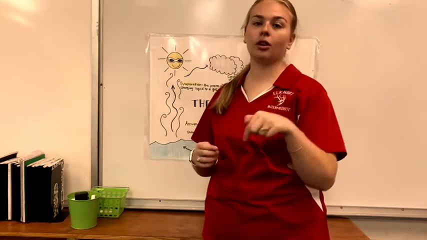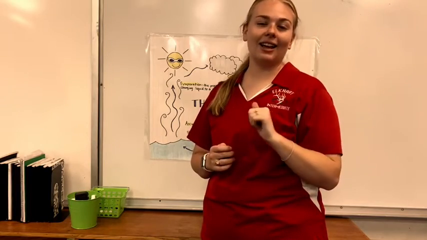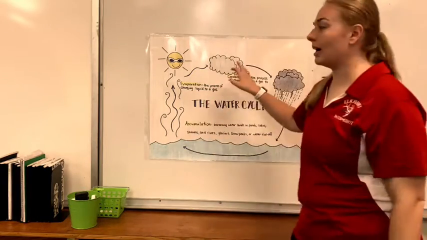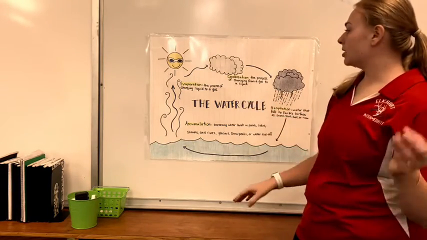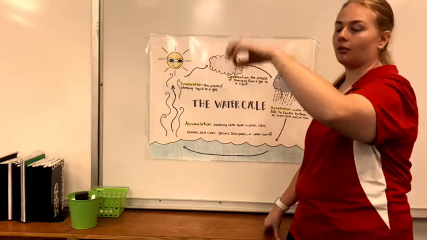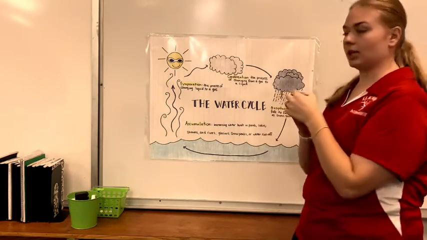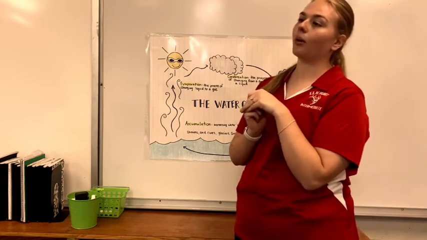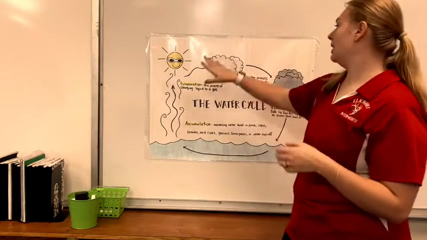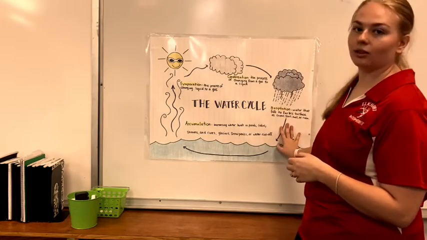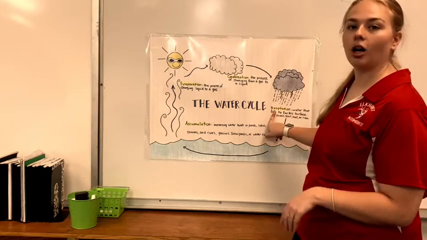Sometimes you see lightning and hear thunder with clouds, and this process is called condensation. So that gas, that water vapor that went up into the air, has come together and formed a liquid, which is the formation of clouds. When that liquid gets too heavy for the cloud, it drops back down to the earth. This is usually what you see when it rains, and that process is called precipitation.